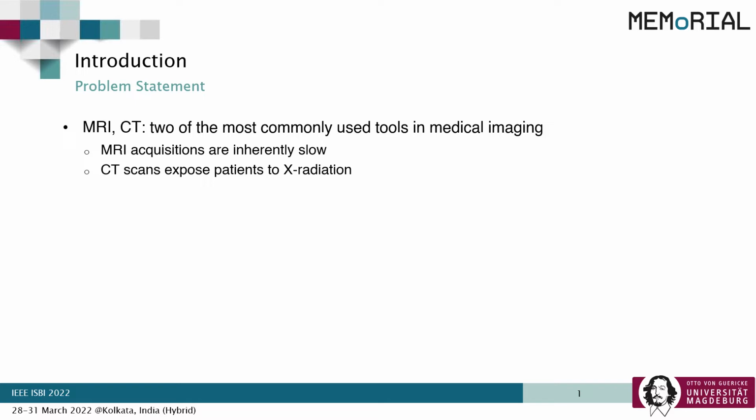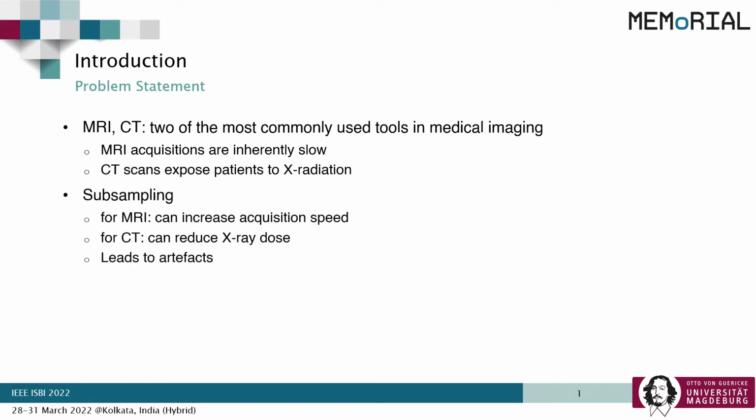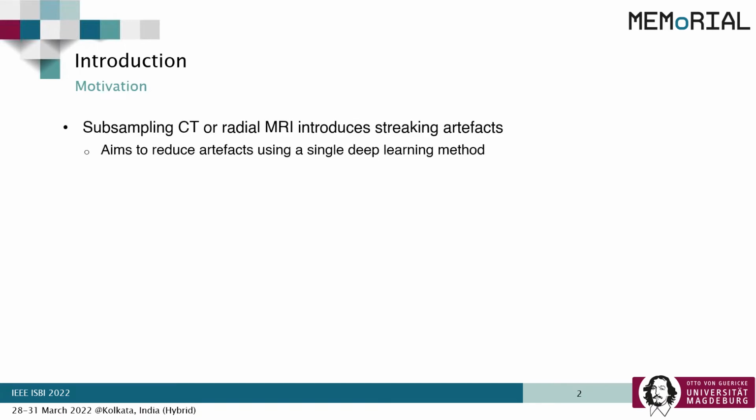MRI acquisitions are inherently slow, while CT scans expose patients to X-radiation. Subsampling can help solve these respective problems, but it leads to artifacts. Subsampling CT or radial MRI both introduces similar streaking artifacts. The aim of this research is to reduce such artifacts using a single deep learning method.